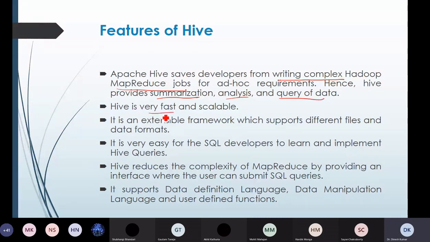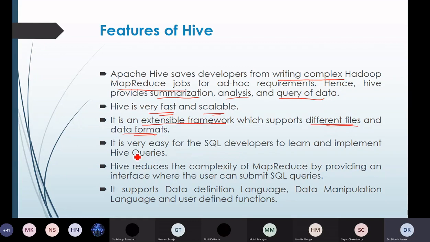It is very fast and scalable. So you can add more nodes into the architecture, and you can distribute the task among the various workstations as per the requirement of the problem. So it's an extensible framework which supports different file and data formats. So there are different kinds of file formats and data formats. Data formats I have already told you, structured, but there are different kinds of file formats that it supports. So what are those kinds of file formats? I will discuss later on in this presentation.